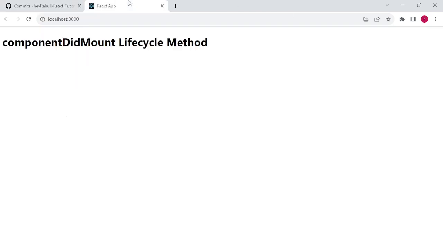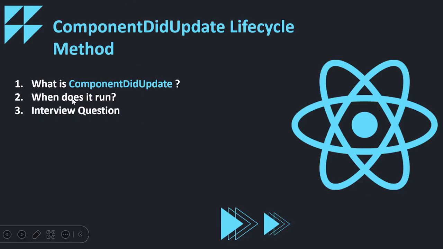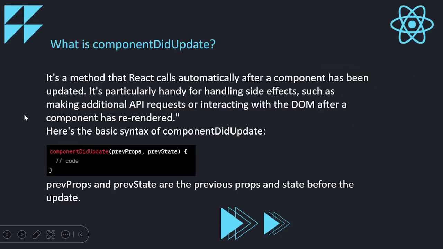So now let us start. First of all, we will see what the componentDidUpdate lifecycle method is. It is a method that React calls automatically after a component has been updated. It's particularly handy for handling side effects such as making additional API requests or interacting with the DOM after a component has re-rendered. Here is the basic syntax of componentDidUpdate.